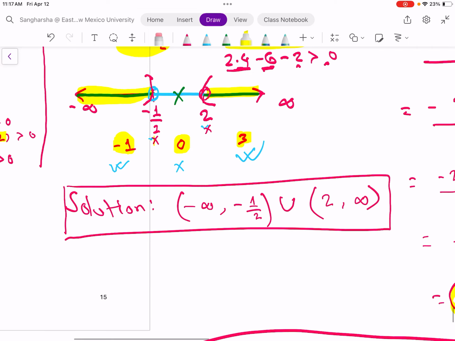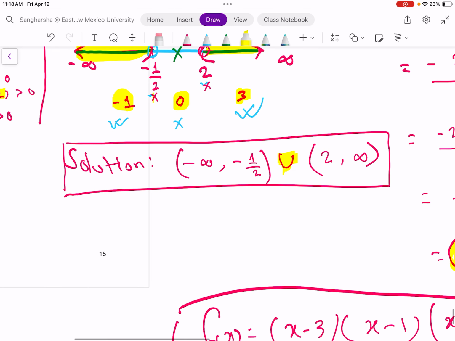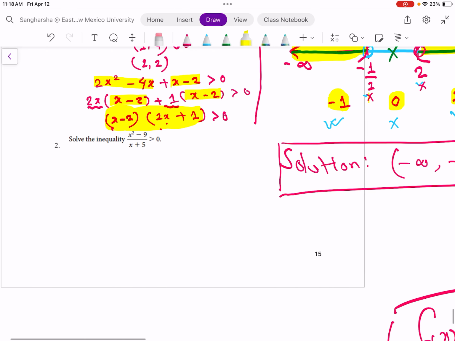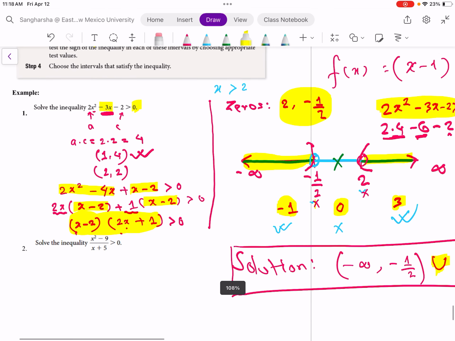And at the end, if you have more than one interval as a solution, you're going to use a union. Solution can be from the first set or second set. So, for "or" we use union. So this is how we solve our quadratic inequality. Now let me know if you have any questions here.